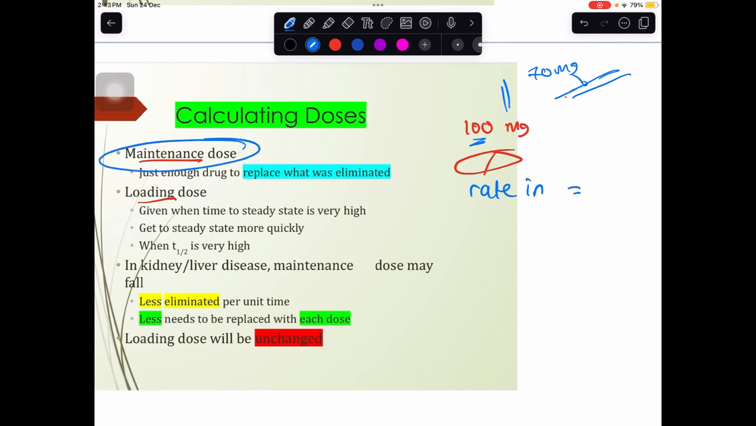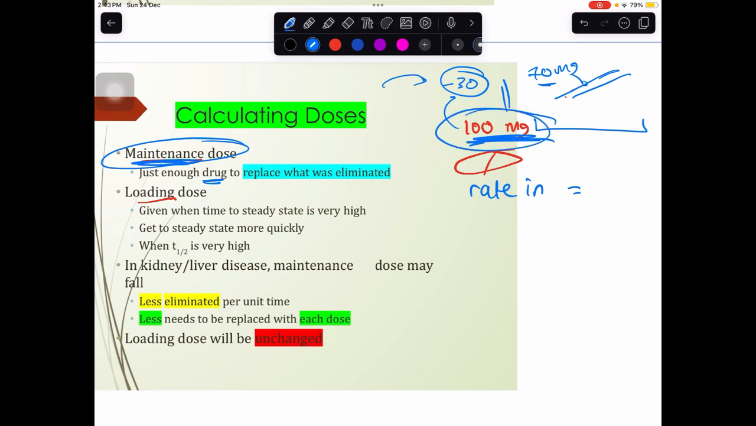So the maintenance dose will be what? Will be 30, because how much dose is required to replace what was eliminated? The eliminated was 30. 30 was eliminated. 100 minus 30 equals 70. So now maintenance dose is what? Is just replacing this. From the name maintain, to maintain the dosage that has been given at the beginning, to maintain this dosage.